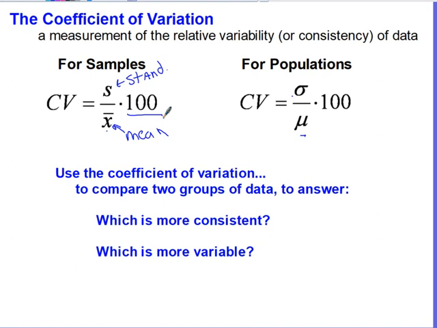Okay, use the coefficient of variation to compare those two numbers. Which numbers are more consistent, and which one's more variable? Variable means spread out.